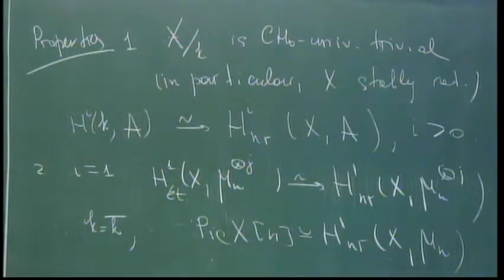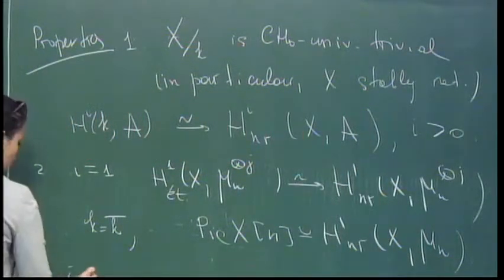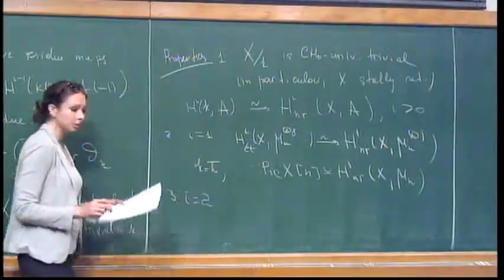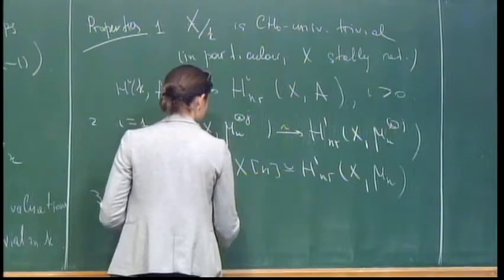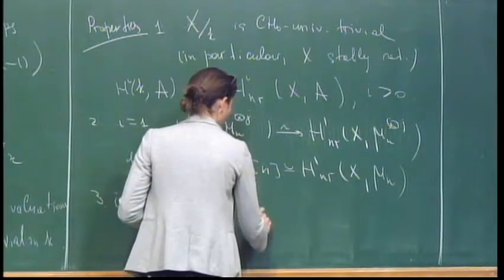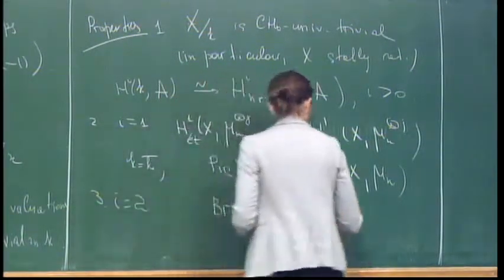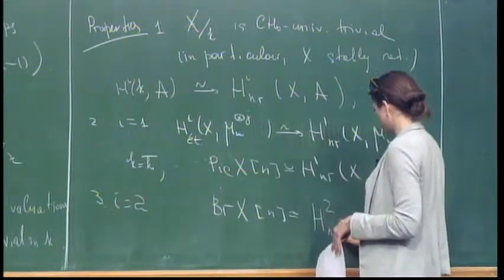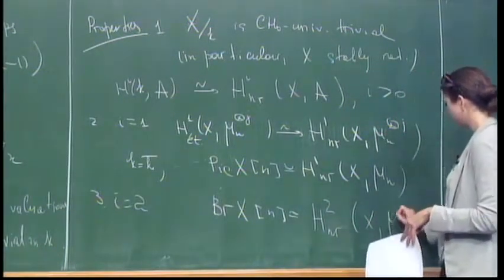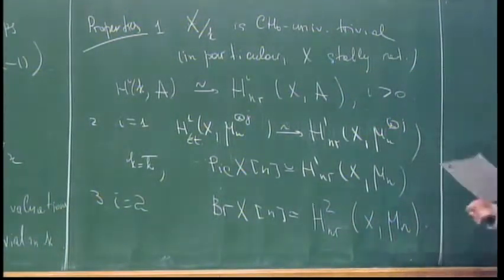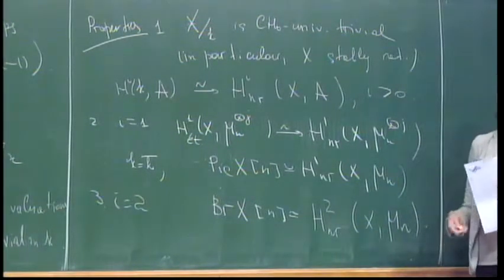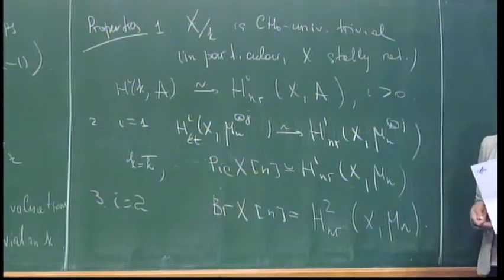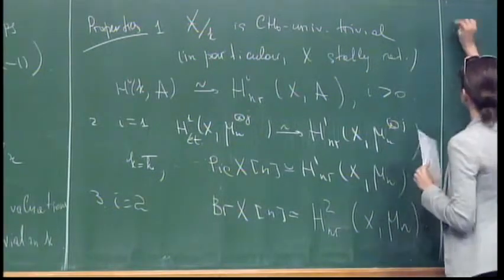Then for i equals 2, we recover the Brauer group. So the Brauer group is precisely the H2 unramified, with no assumptions on the field. And if you remember what I explained at the presentation, this will be useful here.